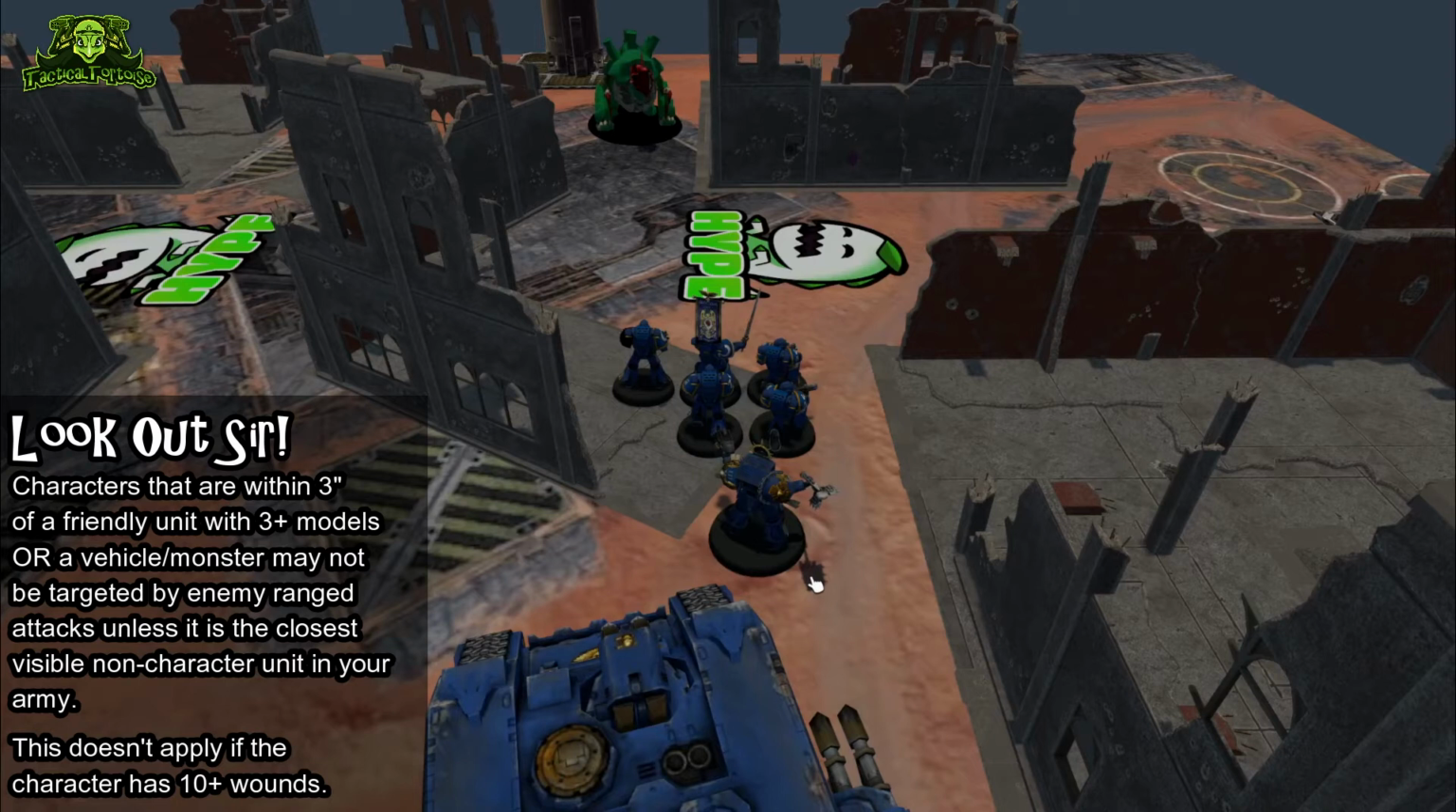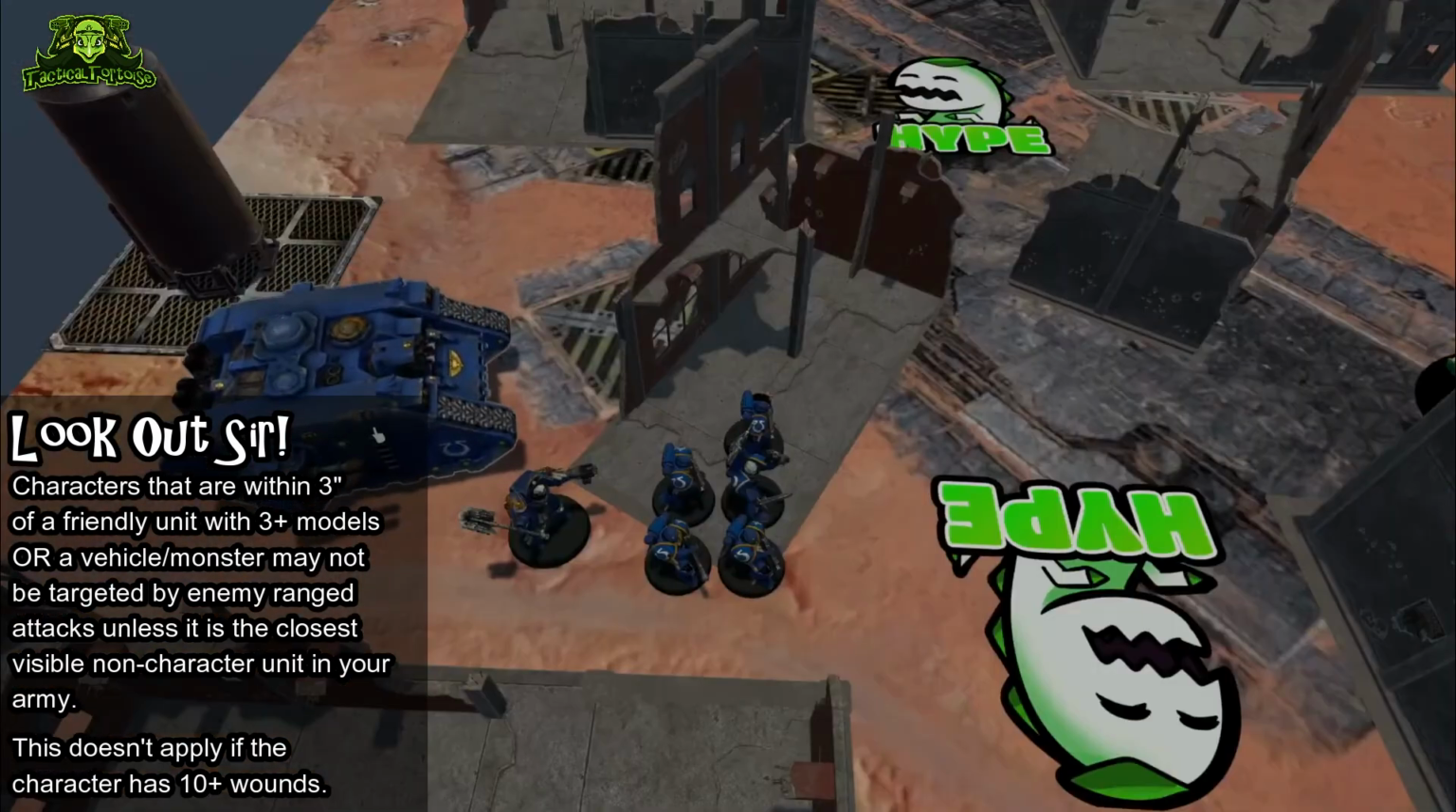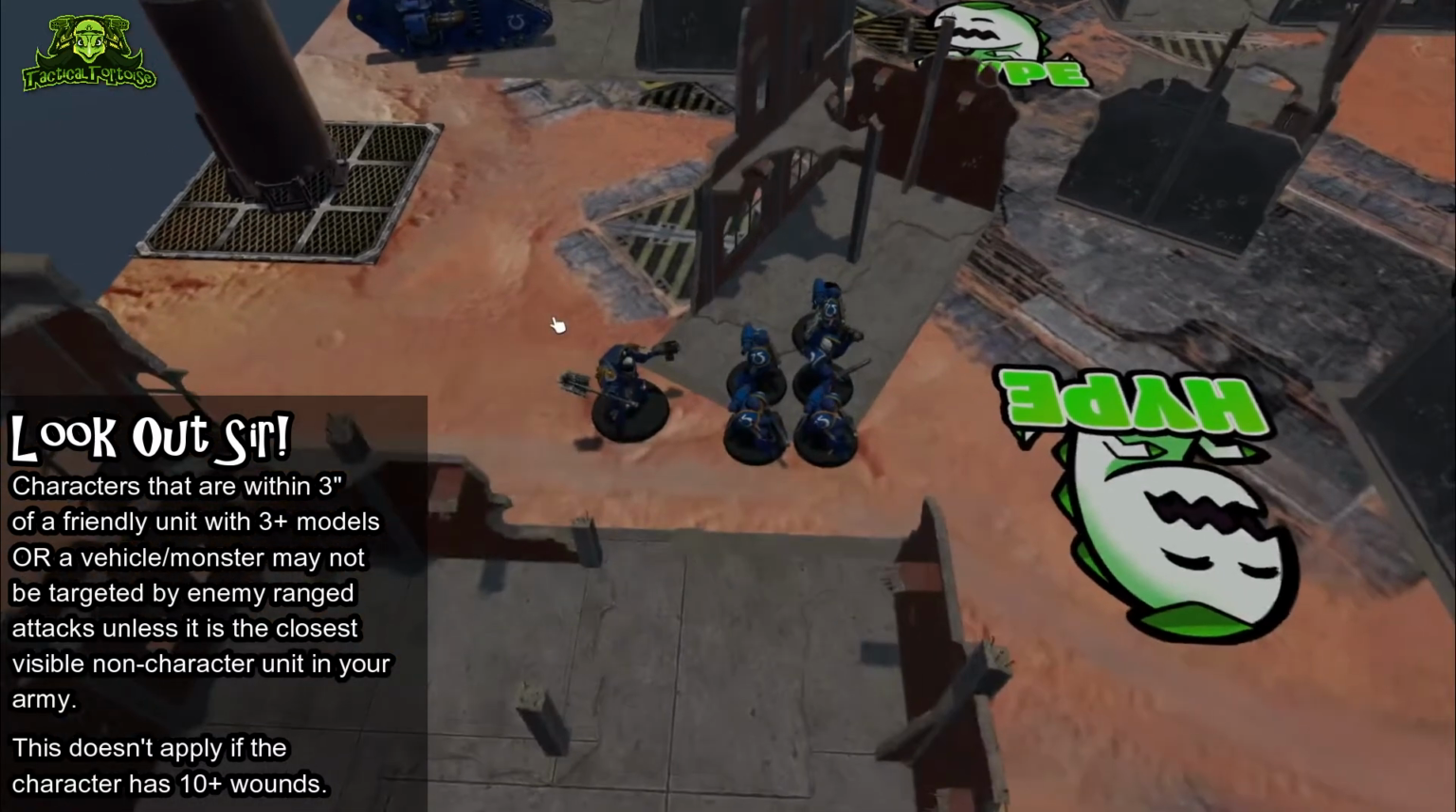Now, that's a lot of criteria, so let's talk about exactly how that works. First off, this rule basically only applies to characters below 10 wounds.